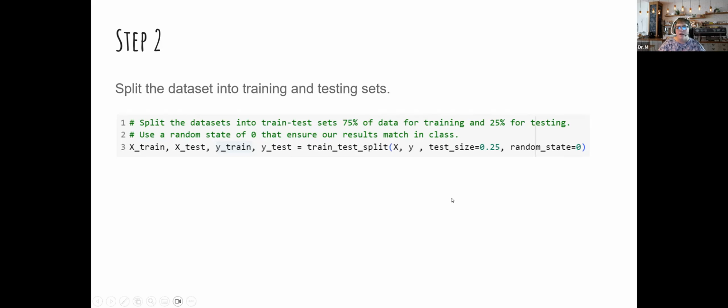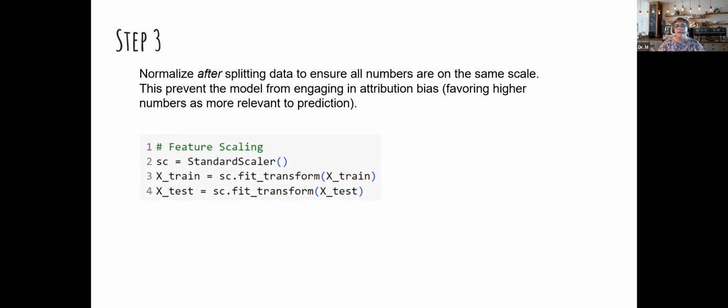All right. So normalization happens after you split the data. Why? Because we need to normalize so all numbers are on the same scale. But we want to make sure that the model does not engage in attribution bias.